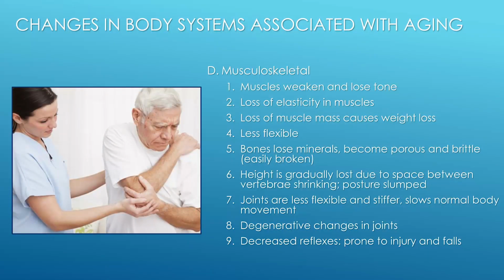D. Musculoskeletal. Muscles weaken and lose tone. Loss of elasticity in muscles. Loss of muscle mass causes weight loss. Less flexible. Bones lose minerals, become porous and brittle, or easily broken. Height is gradually lost due to space between vertebrae shrinking. Posture slumped. Joints are less flexible and stiffer. Slows normal body movement. Degenerative changes in joints. And decreased reflexes, prone to injury and falls.